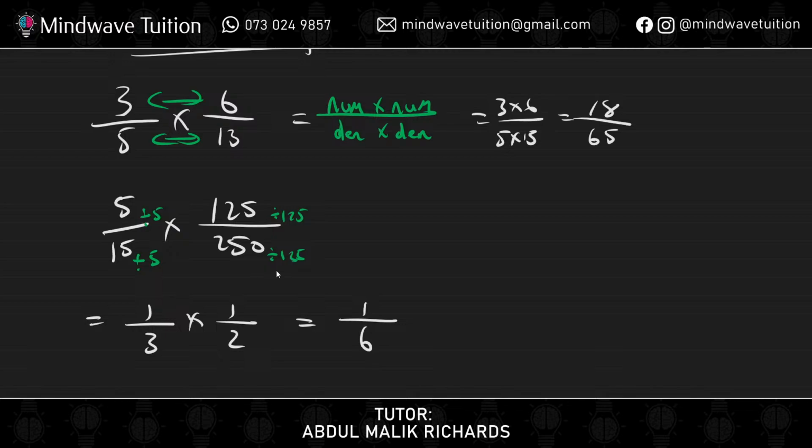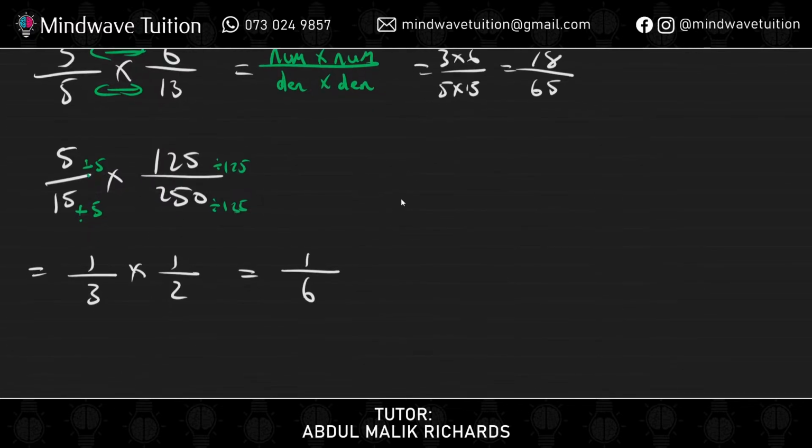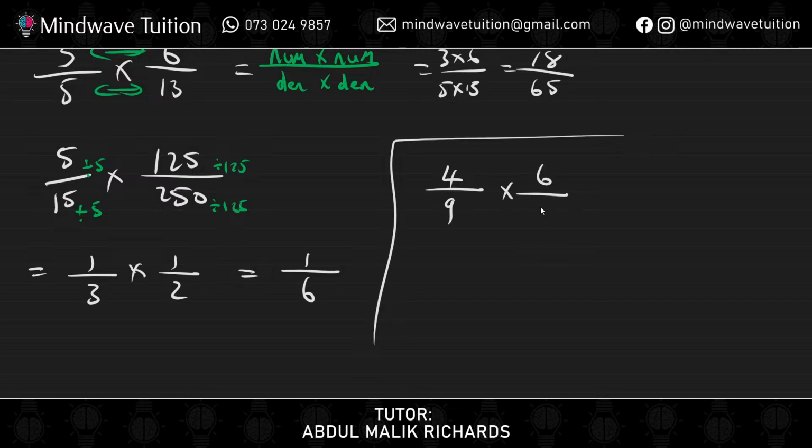When we're multiplying fractions, we can also simplify in a cross method. So what do I mean by that? If we have something like 4 over 9 multiplied by 6 over 16, we can also simplify in a cross pattern.